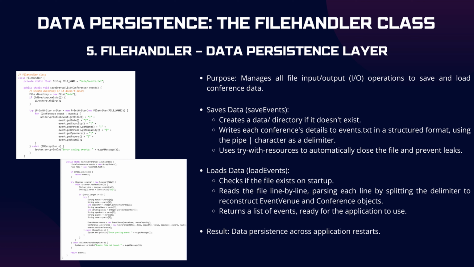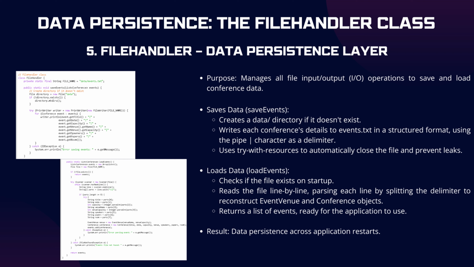called event.txt. It separates each piece of data with a pipe symbol, which is a common way to format data in a simple text file. This pipe symbol acts like a separator, keeping our data organized and ready to be read back later. The second method is load events.